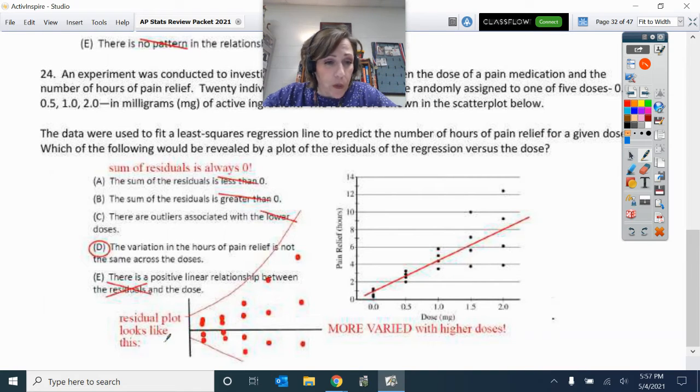We could also envision what this graph would look like as a residual plot. If this is your LSRL flat, then you can see it fans out, okay? It gets more varied as the x value gets higher. So the variation is not the same across all doses.